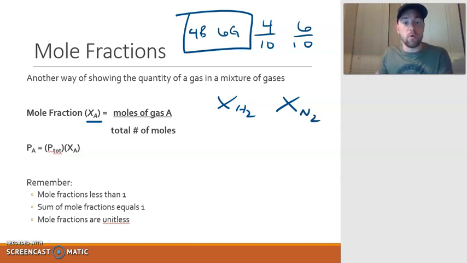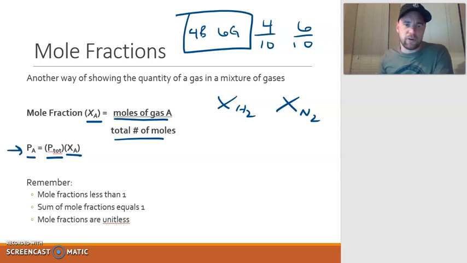If you wanted to know the mole fraction of any gas, just take however many moles of that gas there are and divide it by the total, just like we would if we were doing the boys and the girls fraction. And then you can figure out the partial pressure for that gas by taking the total pressure and multiplying it by the mole fraction.